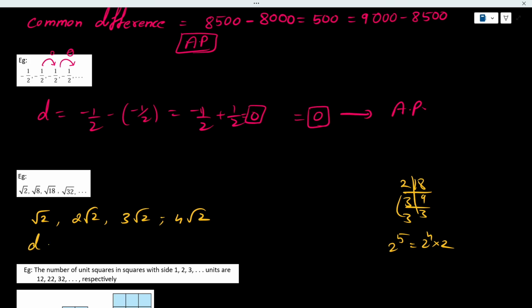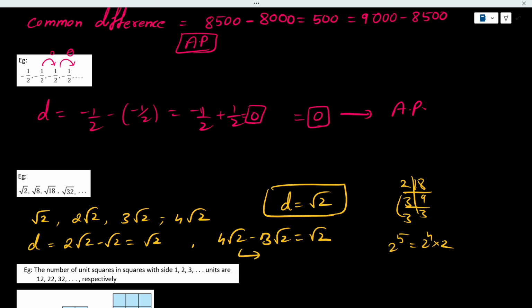Now look at the common difference: 2 root 2 minus root 2 is root 2. Now the next common difference, if I take 4 root 2 minus the previous term, any two consecutive terms' difference, is root 2. So what is your common difference here? D is root 2. So this sequence is an AP. This is the way to check. Sometimes in objective type questions you get this.